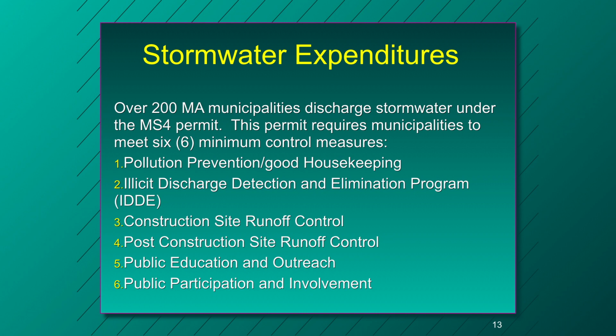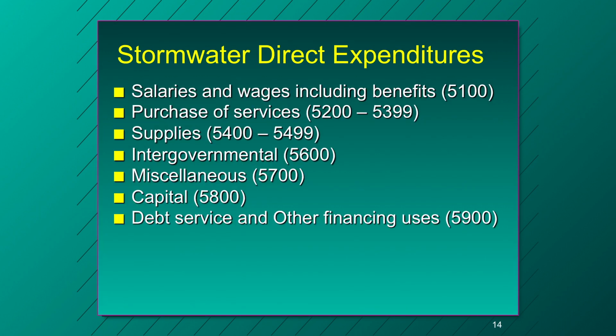And what are those expenditures? There are over 200 Massachusetts communities that discharge stormwater under the MS4 permit. Those 6 control measures are the minimum. There are other stormwater expenditures to be spent, and typically they fall along these lines: salary and wages, purchase of service, supplies, intergovernmental expenditures, miscellaneous, capital, and debt service and other financing uses.